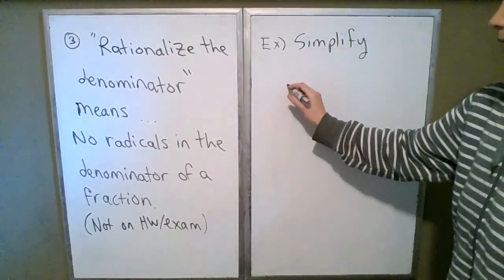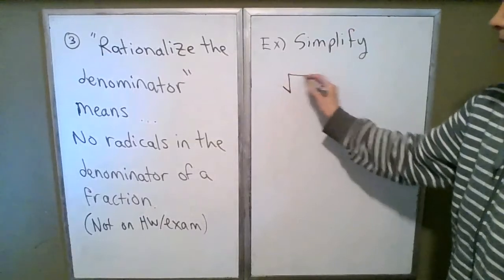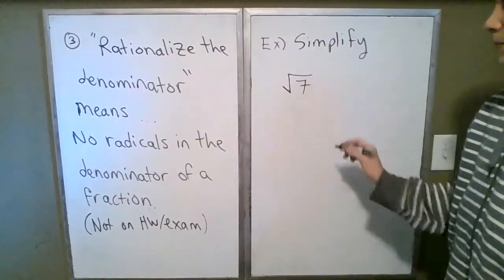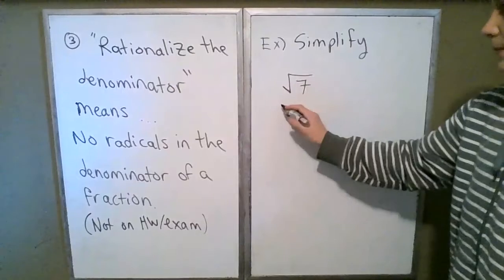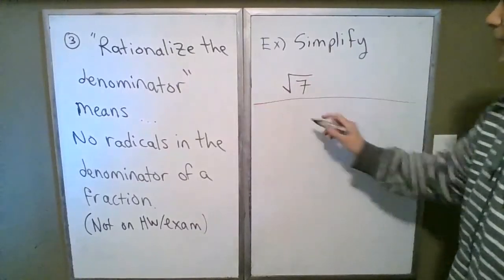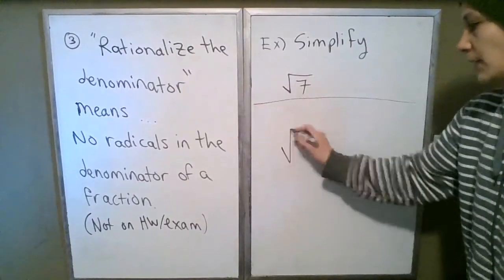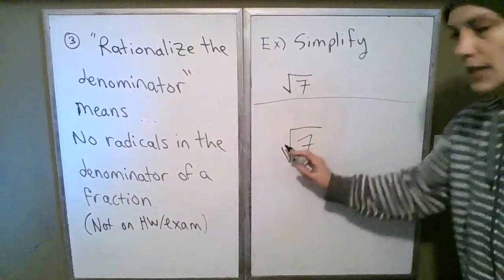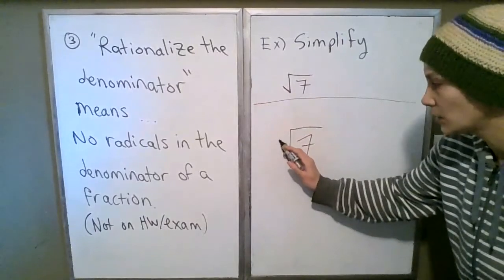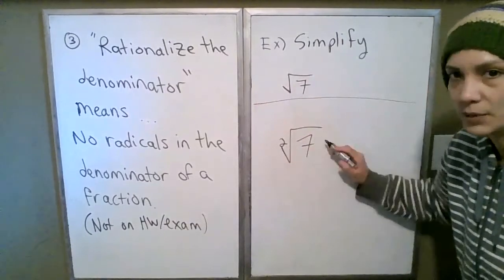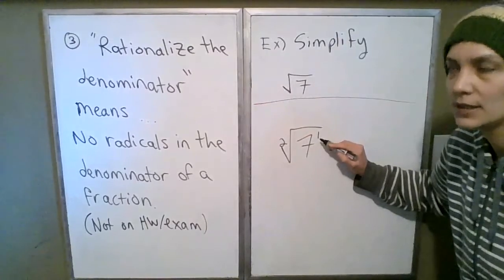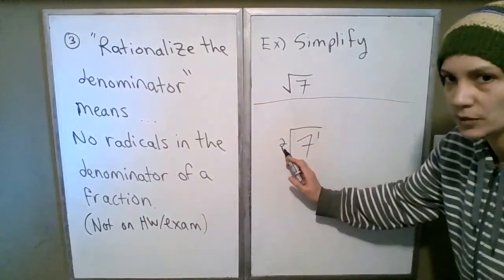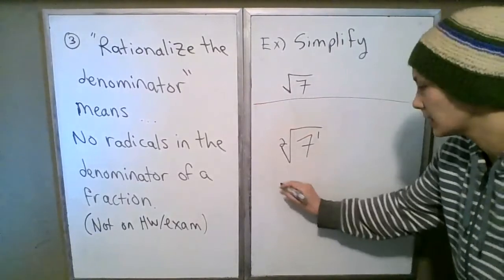Let's do just the root of 7. It's a square root, so the root is 2. And the power on 7 is 1. So the power 1 is less than or equal to the root of 2. So this is simplified.